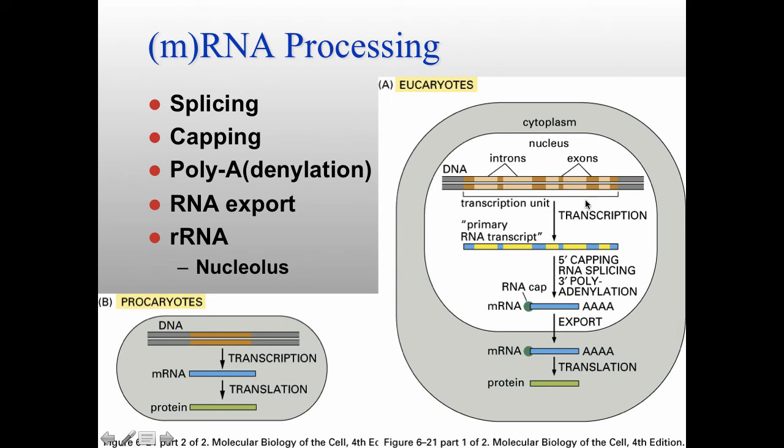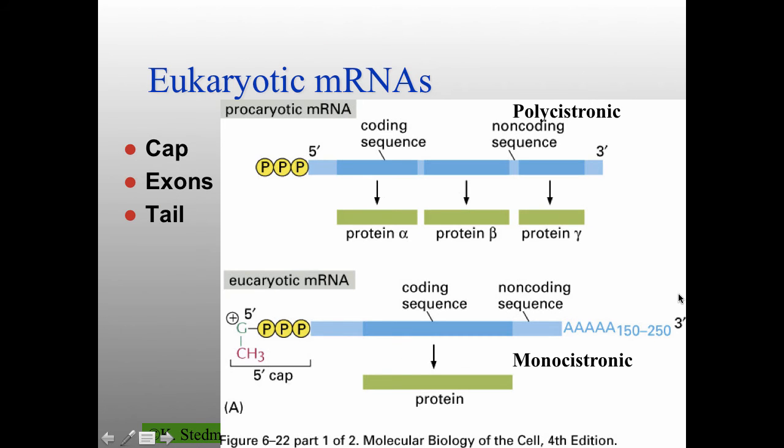And so people talk about pre-mRNA processing or processing of this primary transcript. So what is that processing? Of course, it's capping, splicing, and tailing. We'll talk about those again a little bit more here.